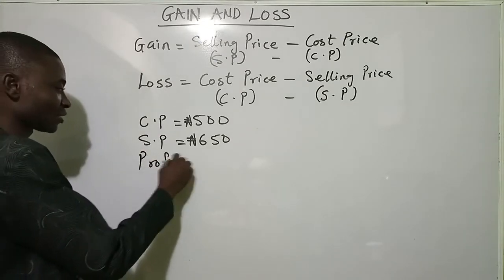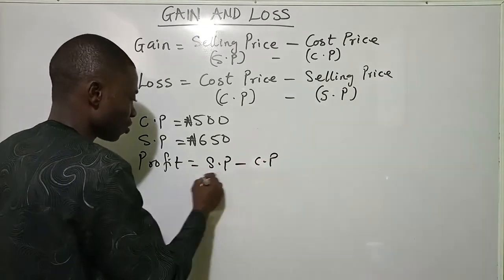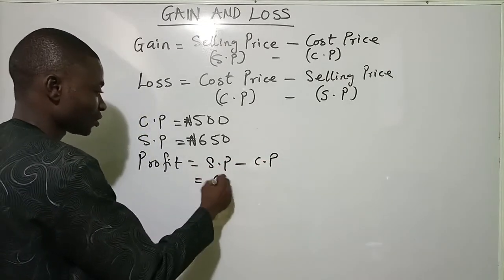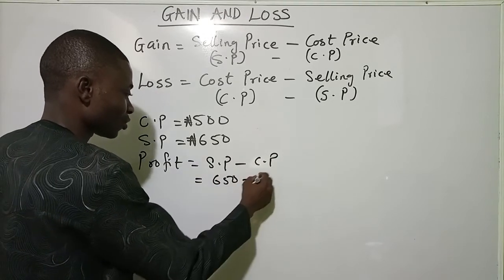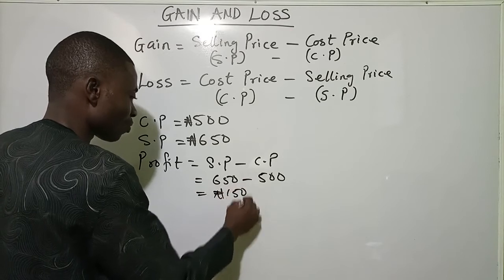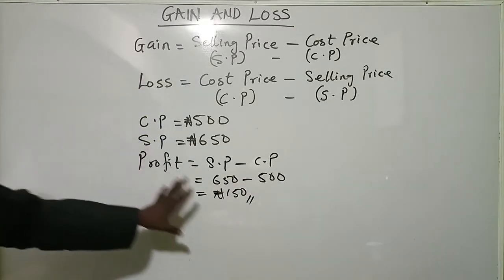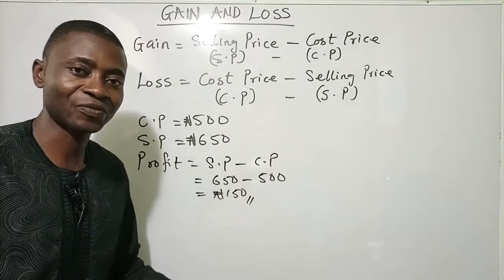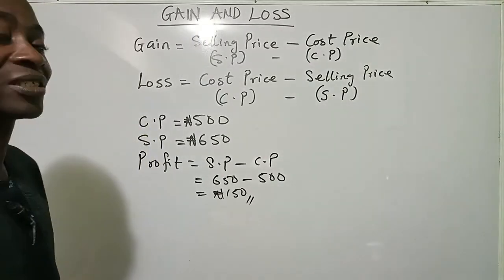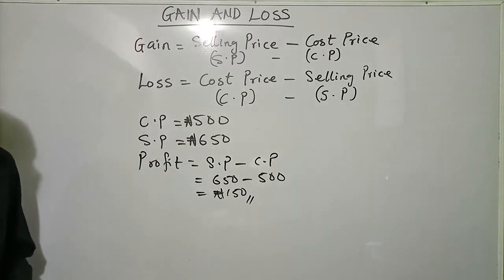So profit is equal to what? The selling price minus cost price. The selling price is 650, minus cost price, 500, which is equal to what? 150 naira. So for that particular article, I made a gain of 150 naira. That is it. Very simple. So to calculate gain or even loss is not difficult at all.